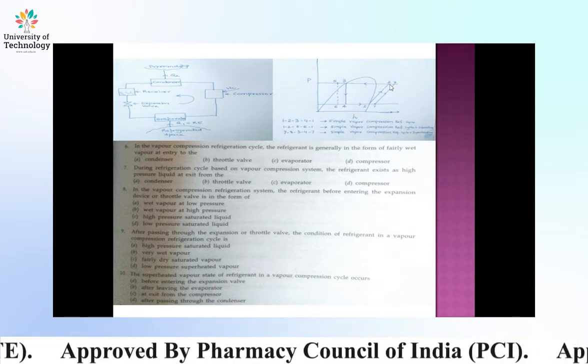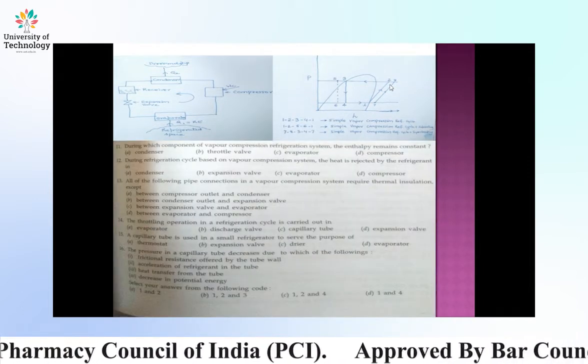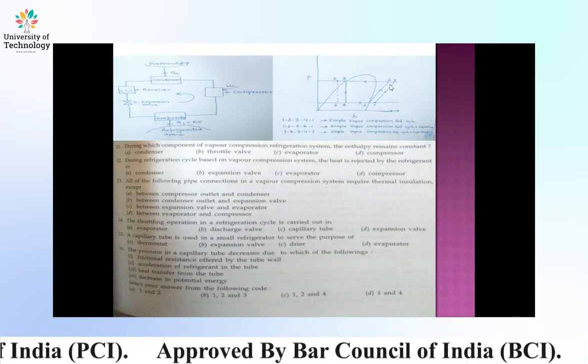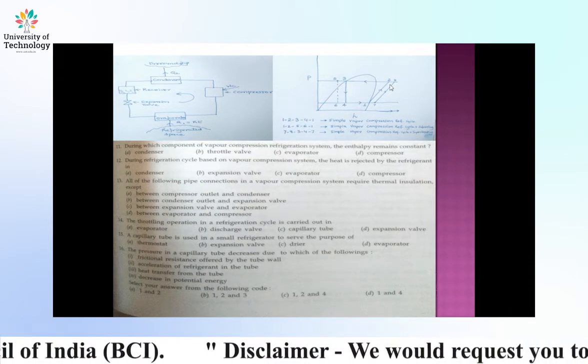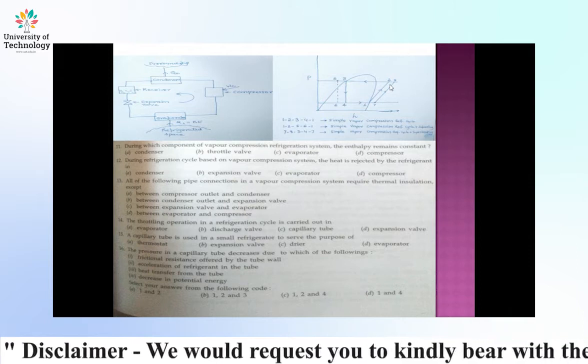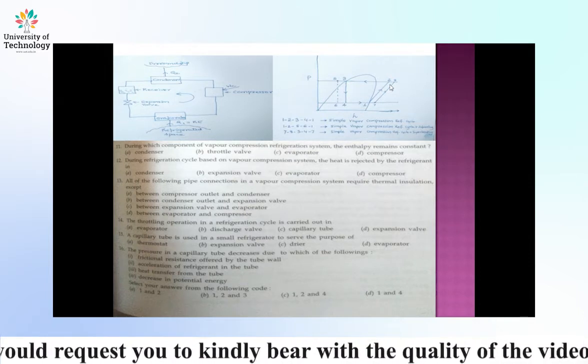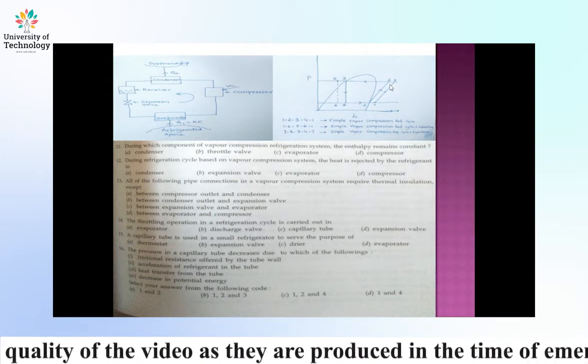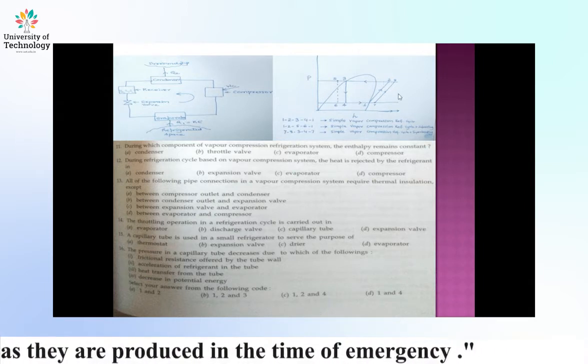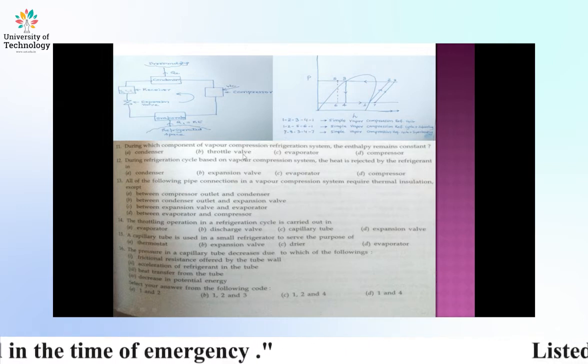Now look at question number 11. During which component of vapor compression refrigerant system does the enthalpy remain constant? For throttling device, that is expansion valve, maybe capillary tube, maybe throttle valve. So option B is correct for this question. In throttle valve, enthalpy always remains constant.